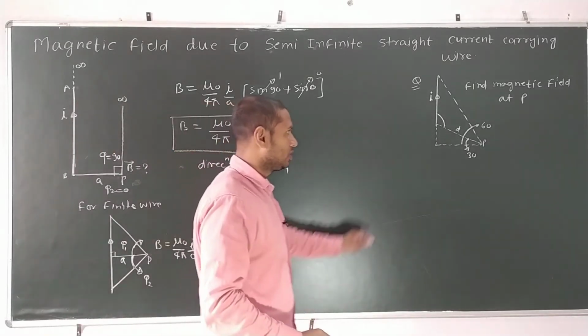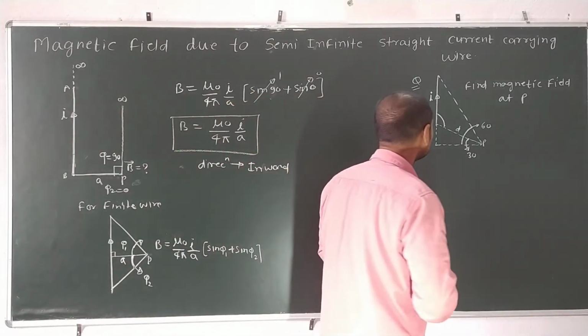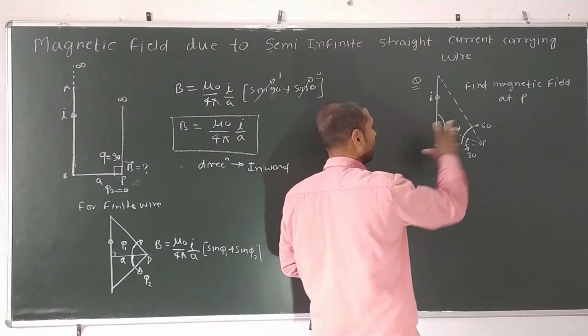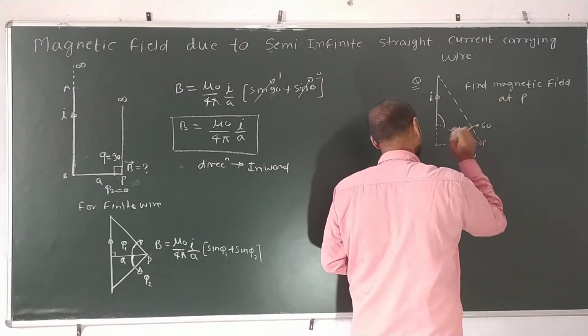Due to this concept, there is a question. Let us see the question. The question asks us to find the magnetic field at a point P. We have to find the magnetic field at point P.